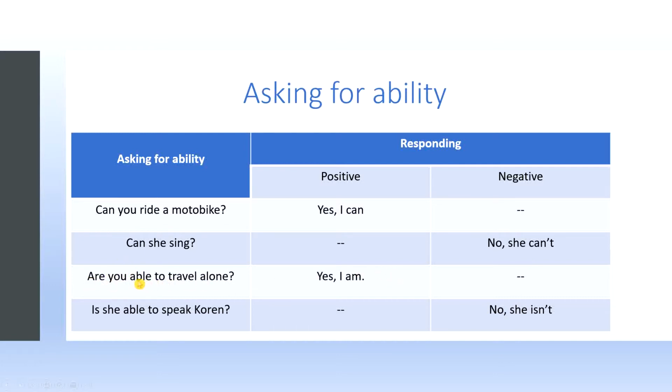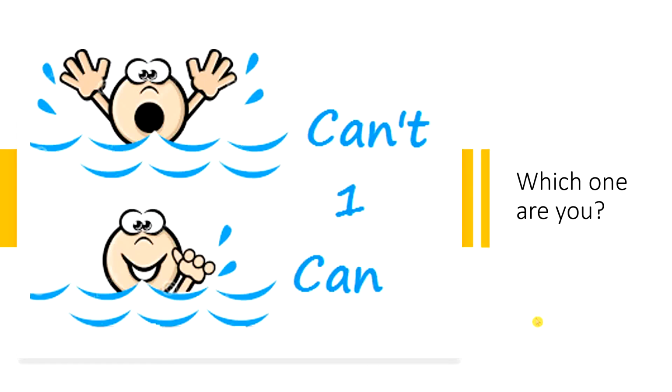Yes, I am. Are you able to travel alone? Yes, I am. It's not yes, I can, because we don't have can here. Here we have be, the verb to be, so we answer with the verb to be. Is she able to speak Korean? No, she isn't. We don't say no, she can't. Is that clear? I hope so.